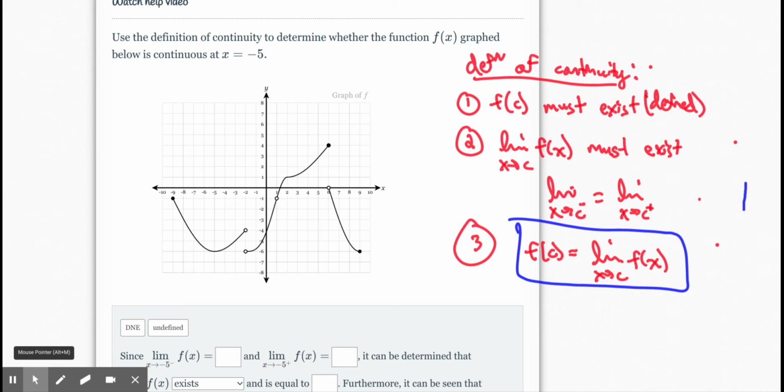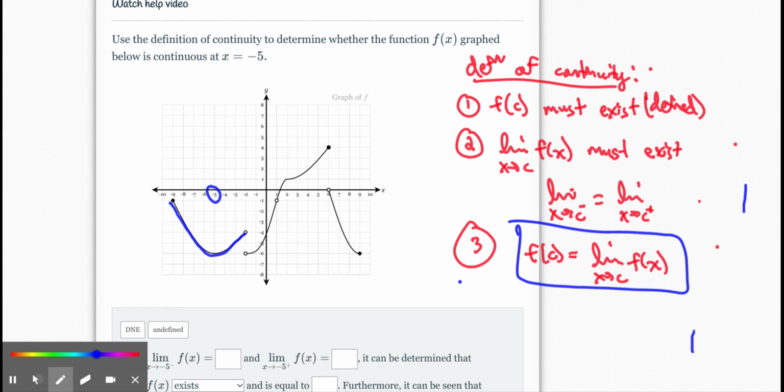It says we're supposed to use the definition of continuity, which we've got here, to determine whether the function below is continuous at x equals -5. So first thing, let's just go to -5 and see if we think it is continuous. So -5 is right here. And it's pretty obvious that it is continuous there at -5, right? Nothing happening, it's just a smooth curve.